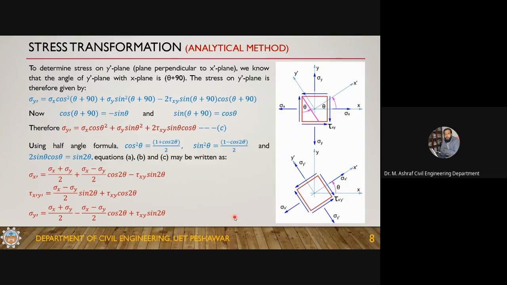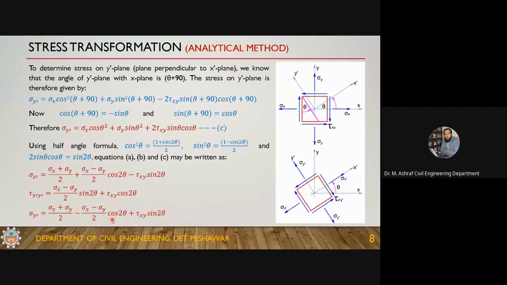Why do I need this? Why did I convert this into this formulation? There are two reasons. One reason is that these equations are easy to remember. They are also related to the Mohr circle formulation, which we'll discuss. We will get an expression for the Mohr circle, and it is easy to derive from these expressions.